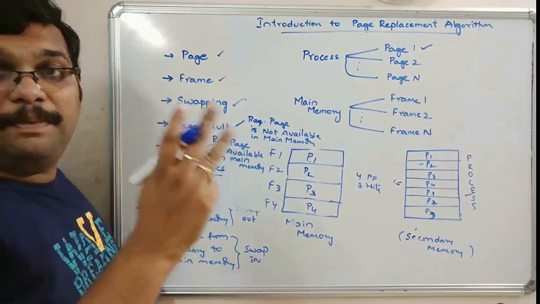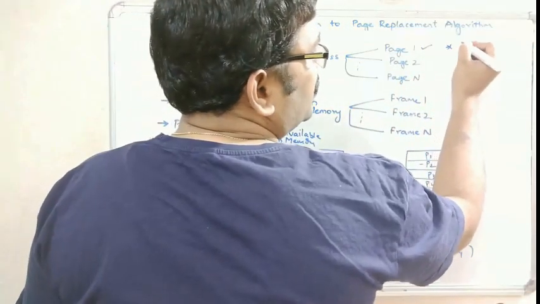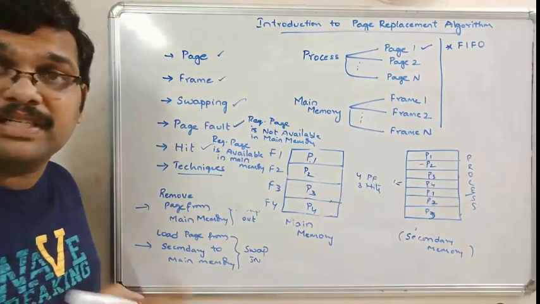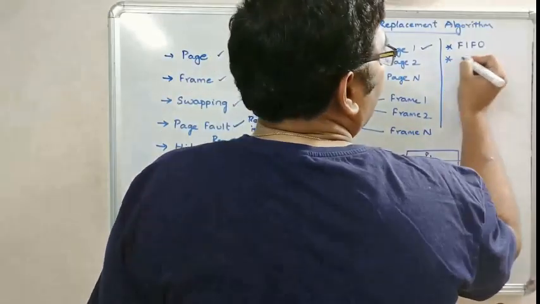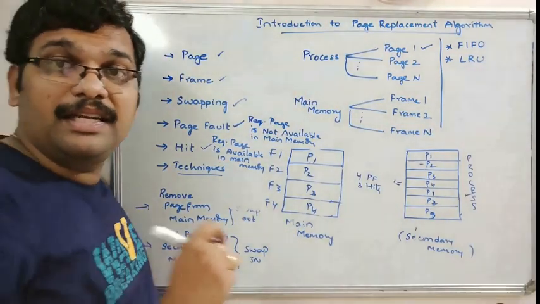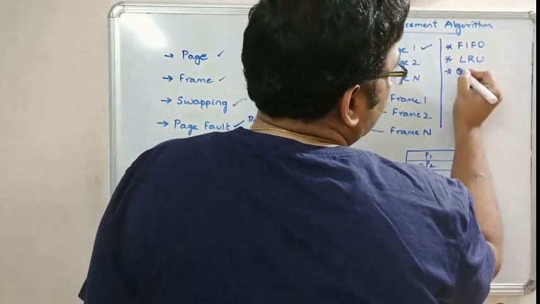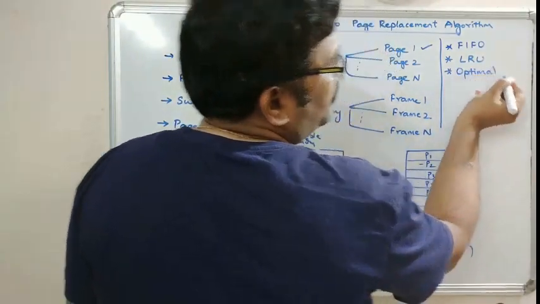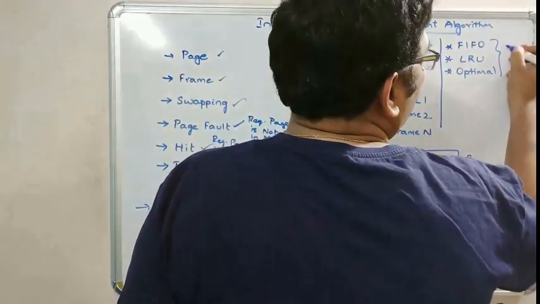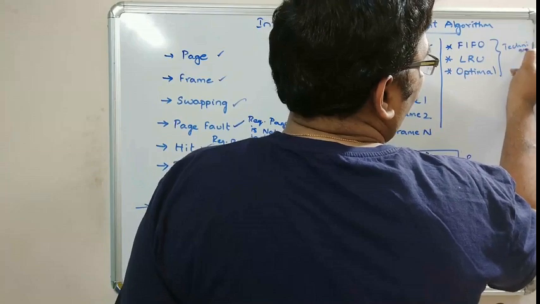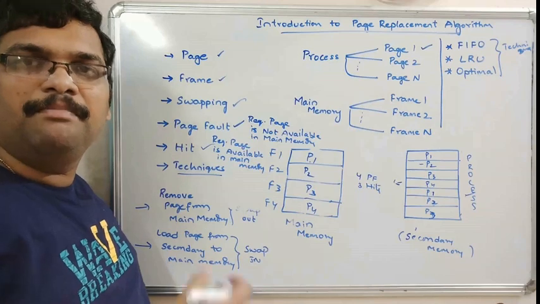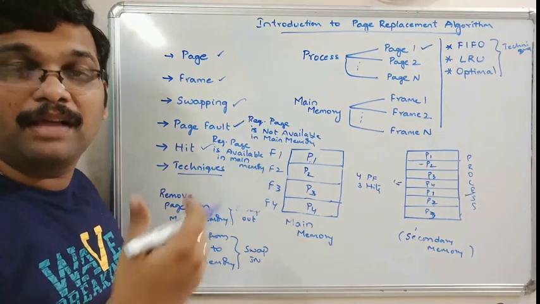There are three page replacement algorithms. The first one is first in first out, the FIFO page replacement algorithm. Then LRU, least recently used page replacement. And the third one is the optimal page replacement algorithm. These three are nothing but techniques to replace a page from the main memory with the required page from the secondary memory.